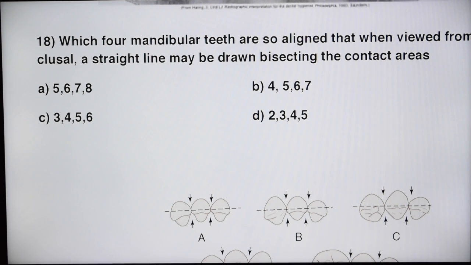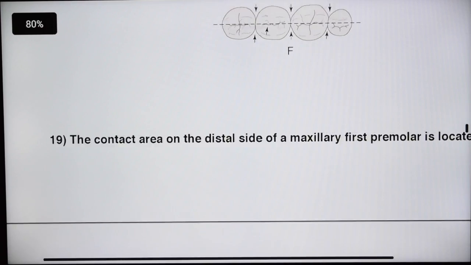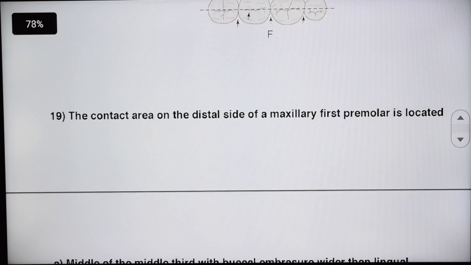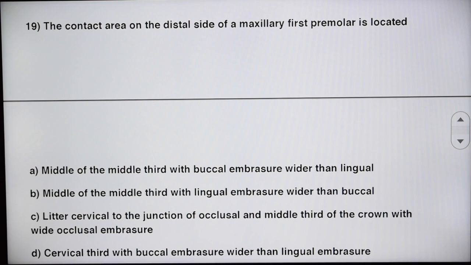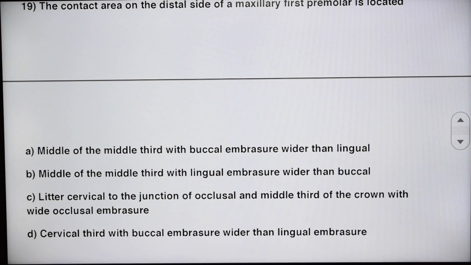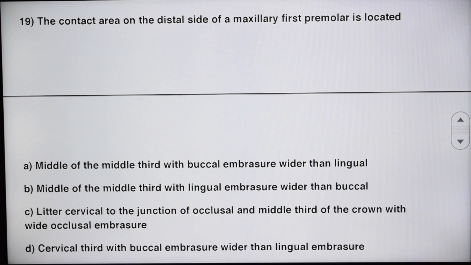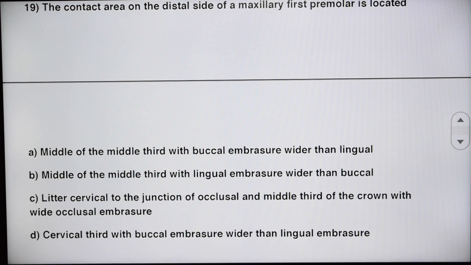And moving on to the next question. The contact area on distal side of a maxillary first premolar is located. So we discussed the locations of various contacts and contours, mesially and distally, and also in buccolingual orientation, in one of the videos. So the contact area on distal side of maxillary first premolar is located a little cervical to junction of occlusal and middle thirds of crown with wide occlusal embrasure.